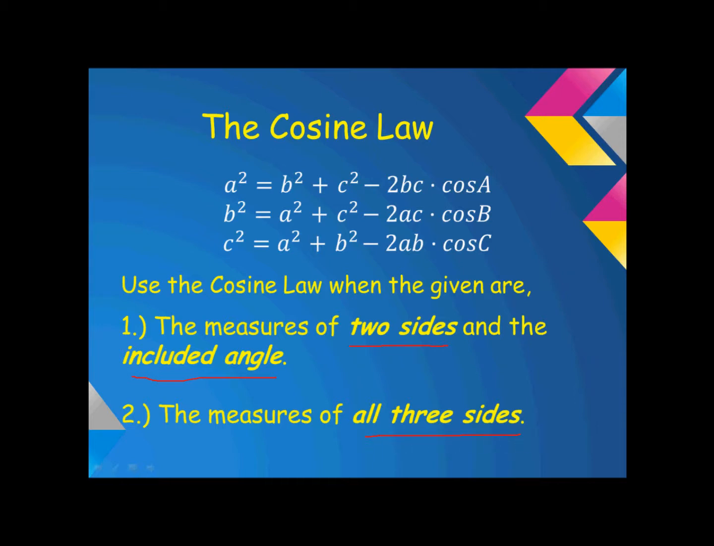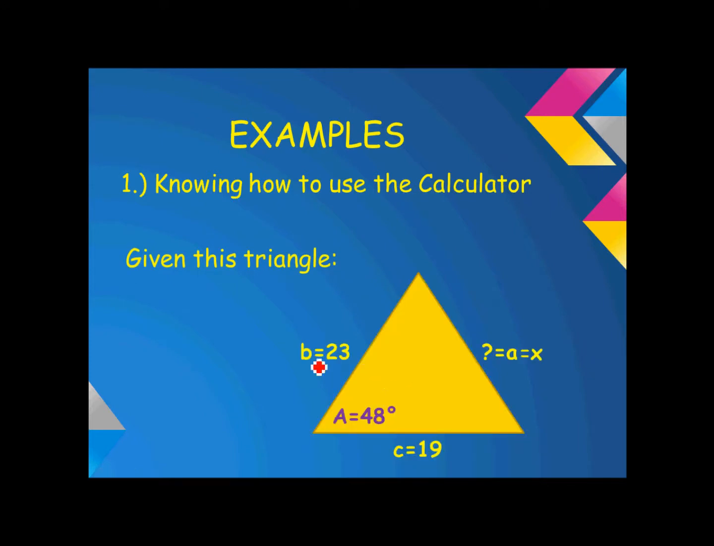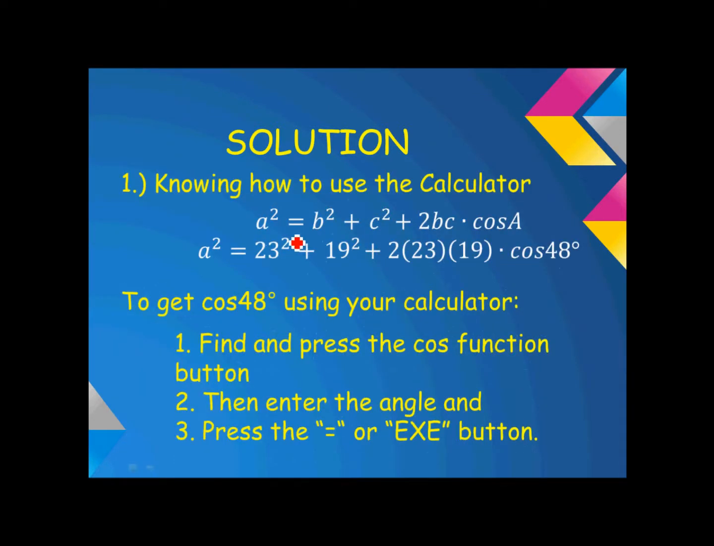Example. Given this triangle, two sides are given and an angle is given. Side B is equal to 23, side C is equal to 19, and angle A is equal to 48 degrees. So we're going to find side A. Since we're going to find side A, we're going to use the formula A squared is equal to B squared plus C squared minus 2BC times cos A. Let's substitute it. A squared is equal to 23 squared plus 19 squared minus 2 times 23 times 19 times cos 48.